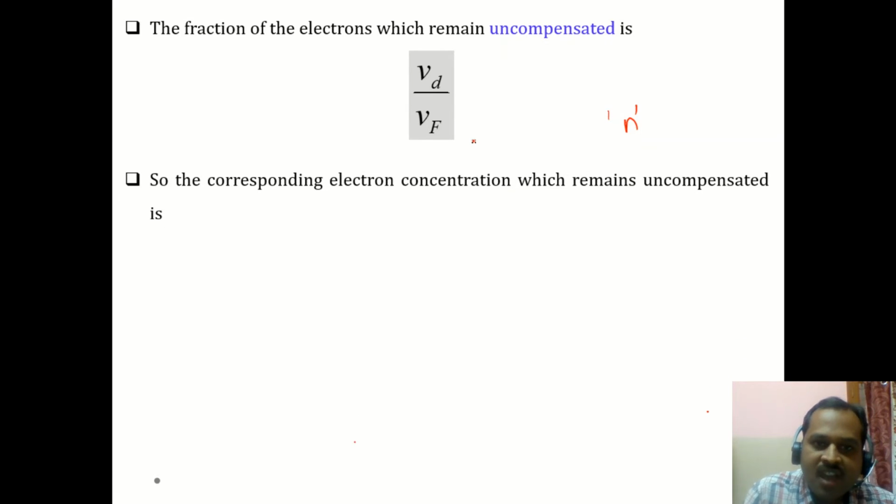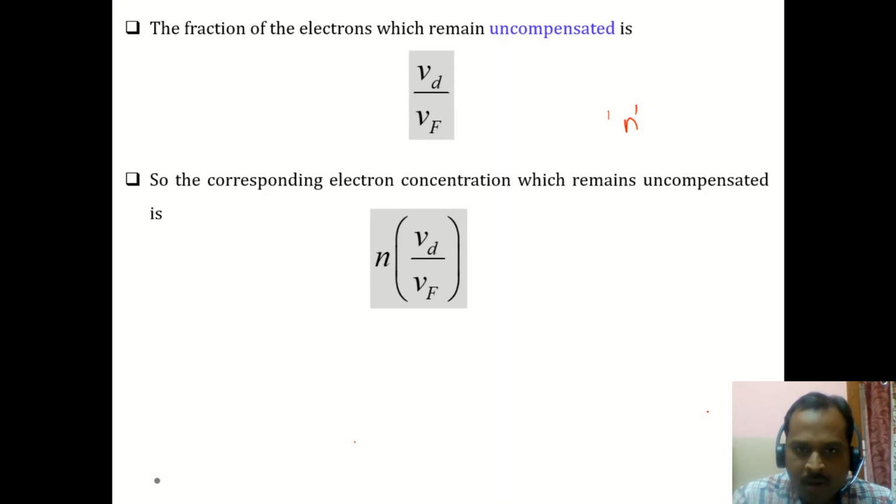And the total number of electrons inside this region will be, because we know n is the electron concentration, that means n is the number of electrons per unit volume, the corresponding electron concentration which remains uncompensated, or the fraction of the electrons which contribute to the current or current density, will be n into Vd by Vf.